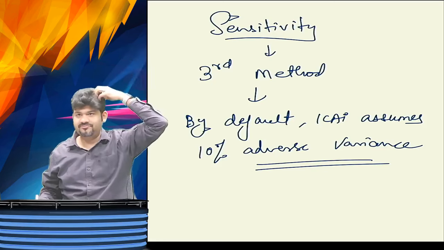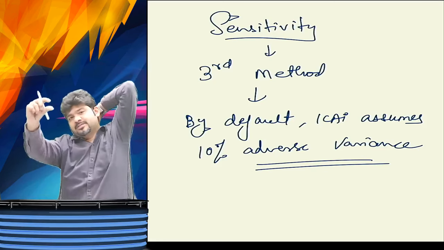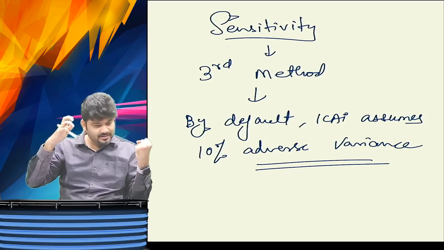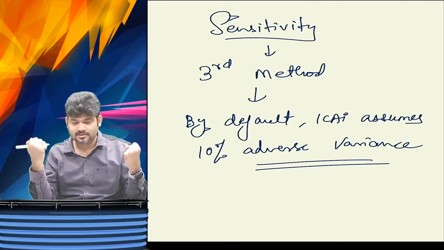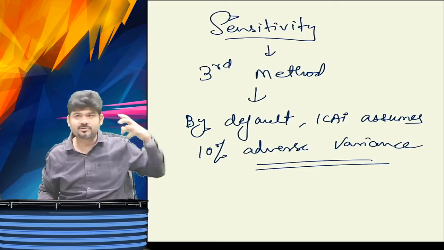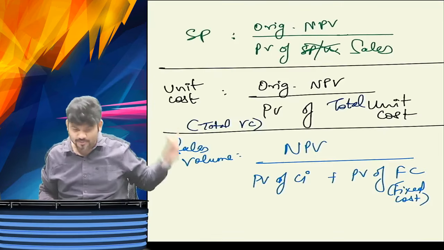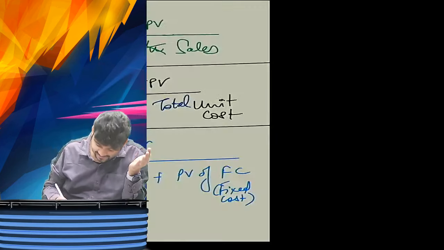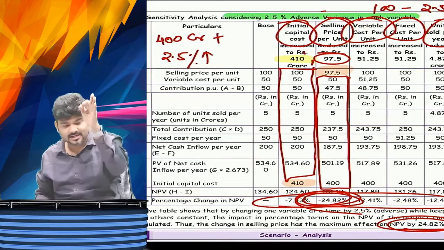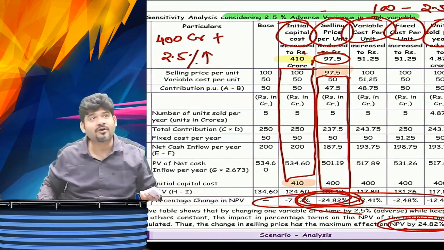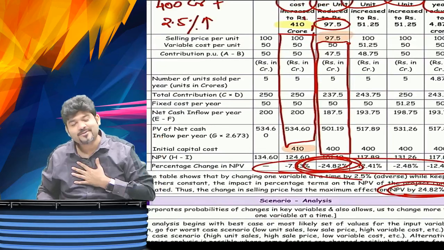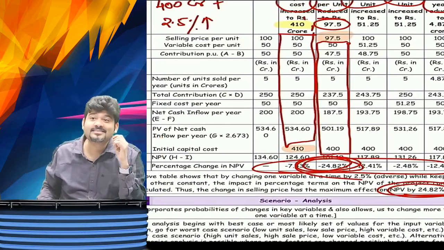So in the first method, the exact percentage will be given. In case of the second method, there are two different methods: equation method and the other is the formula method. And then there is this third method. In case of equation method, I gave you an example. In case of formula method, here are the formulas that we have. And then, by default, ICAI assumes it to be 10%. Now, whatever the examiner says, you have to solve it accordingly. With this, we complete the sensitivity analysis.